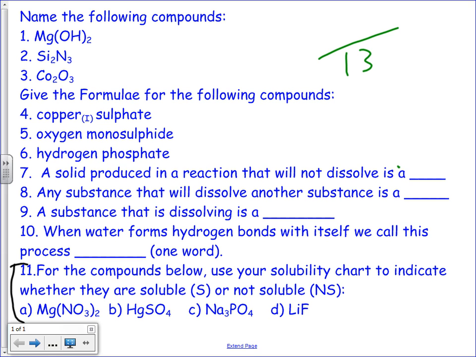All right. So number one, we've got magnesium with hydroxide, so it's an ionic compound. Magnesium hydroxide. Again, they all have to be lowercase. Number two, we've got silicon and nitrogen, a molecular compound. There are two silicons, so disilicon trinitride.